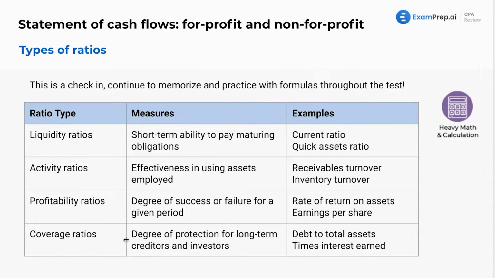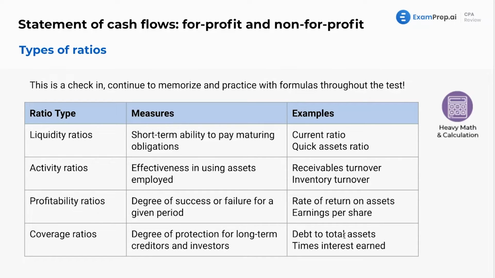All right, lastly, coverage ratio. These are going to measure the degree of protection for long-term creditors and investors, meaning, is this a trustworthy company financially, debt-wise? Do I want to lend money to them? Well, you can determine that based on the debt to total assets ratio. If they have a crazy amount of debt, I mean, maybe they shouldn't be taking on more debt. They should be paying down their debt, right? I'm not going to lend someone an insane amount of money if they just can't even pay down the debt they have already.